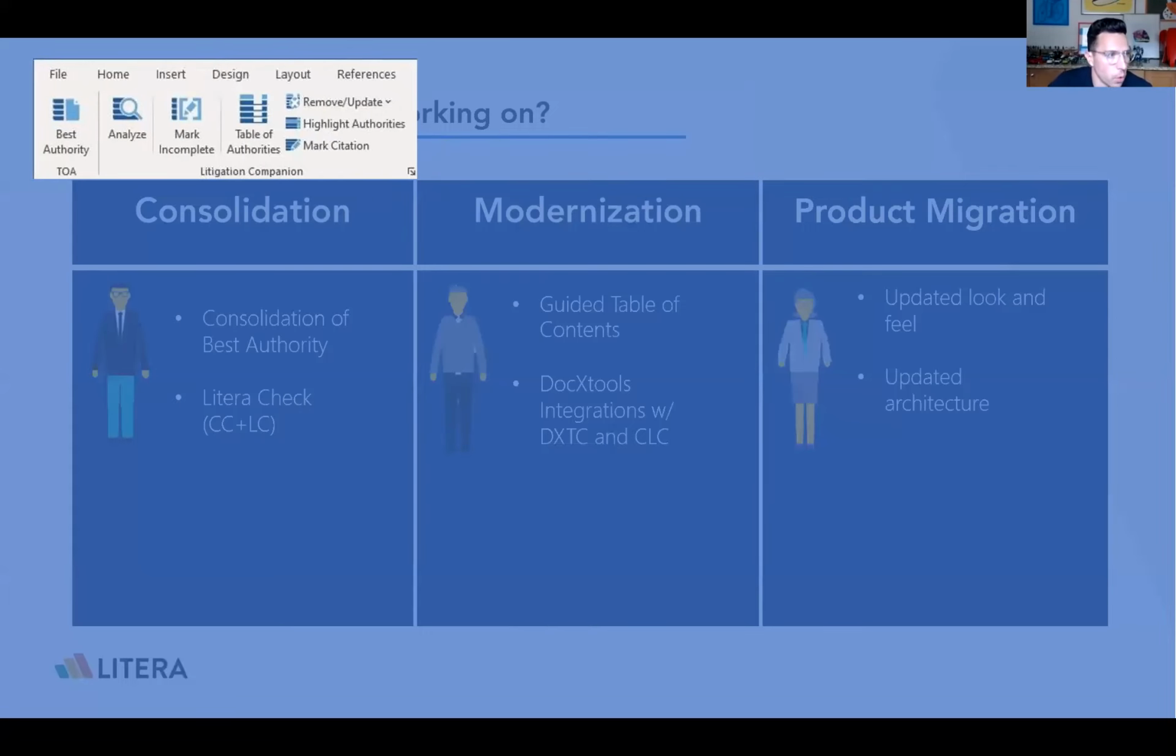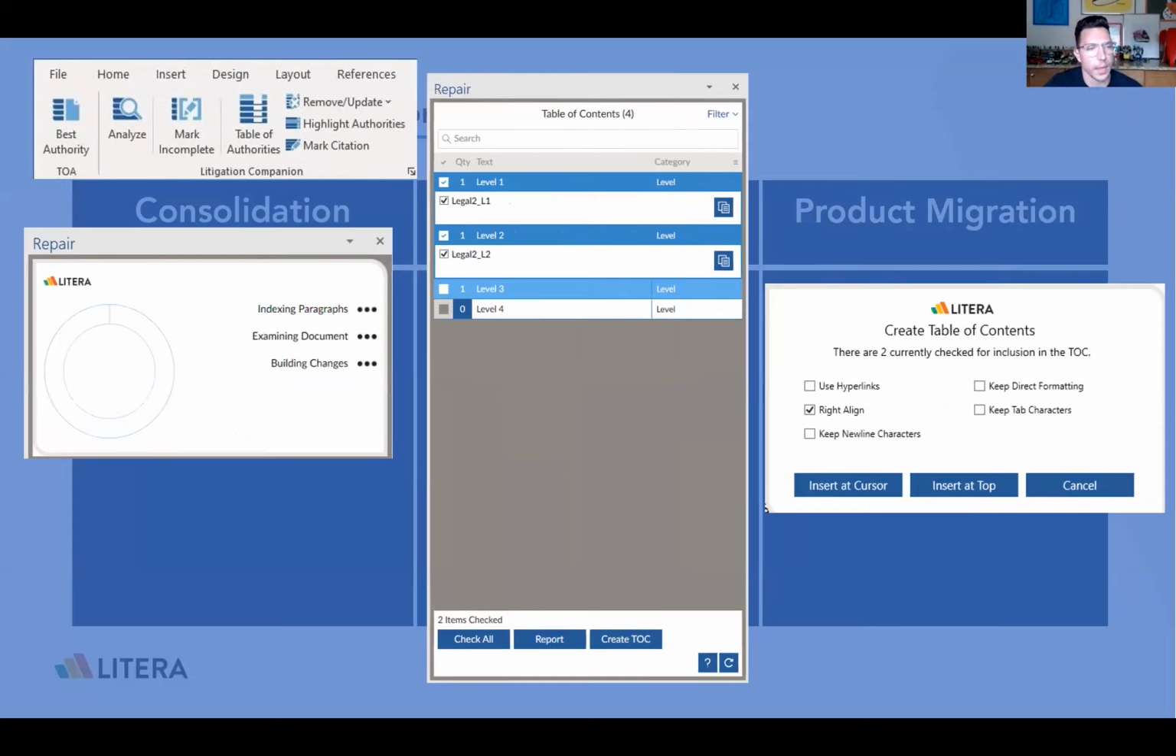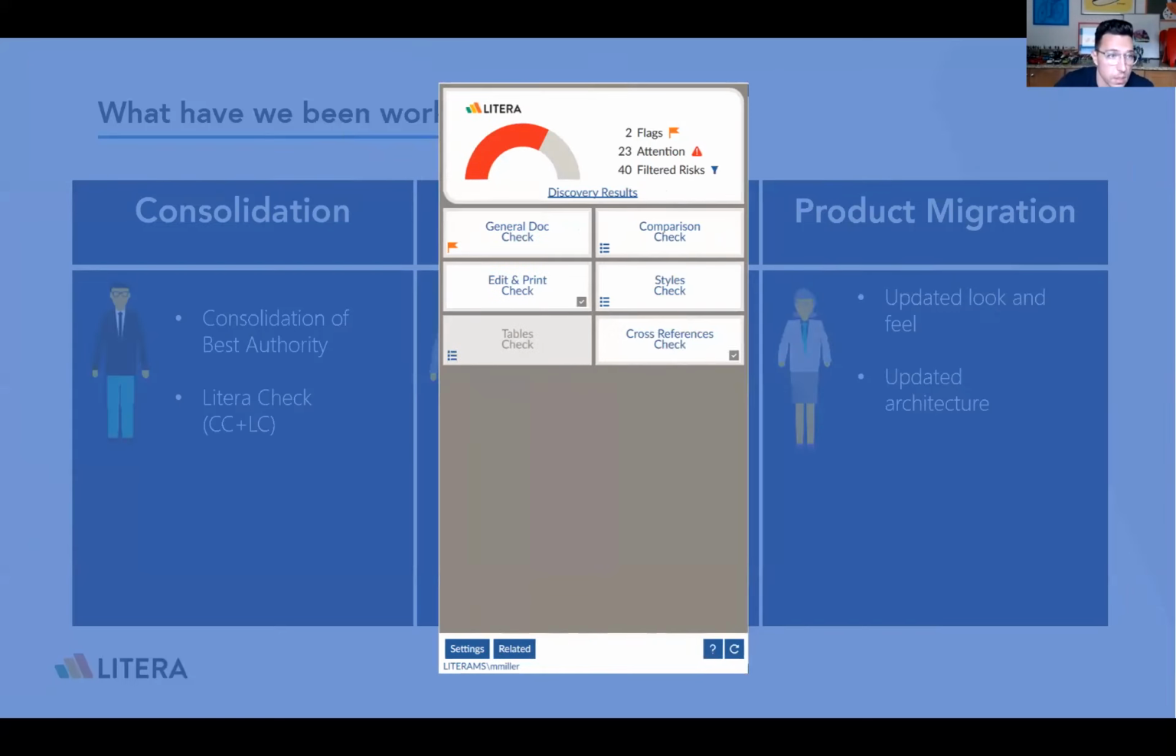Here is Best Authority integrated, sitting next to the Litigation Companion group, but it's parked on a Litera tab there. Here was the new guided table of contents functionality. So here's the processing dialog, the task pane that would open, that would allow me to pick the numbering in the document, particular to the level I want included in the table of contents. Then we added some new advanced TOC capabilities within the creation process.